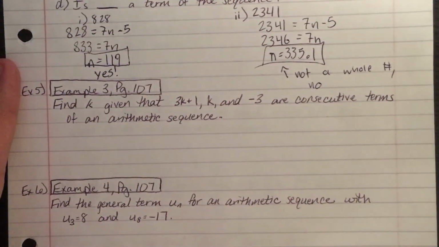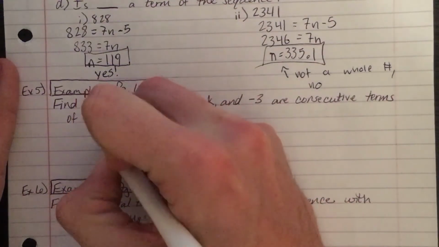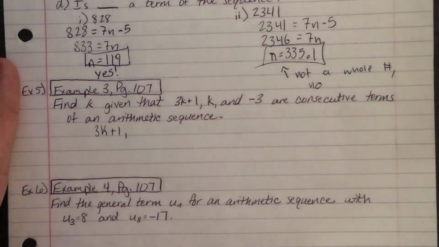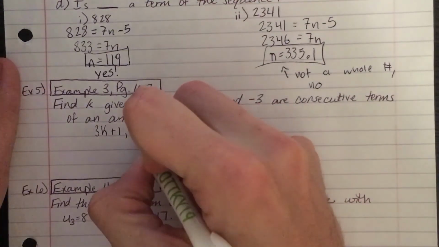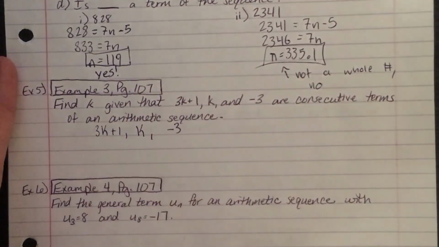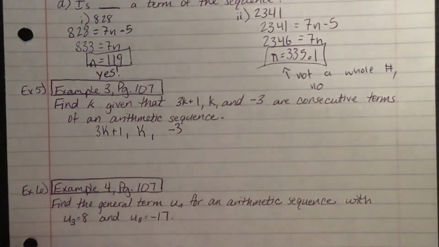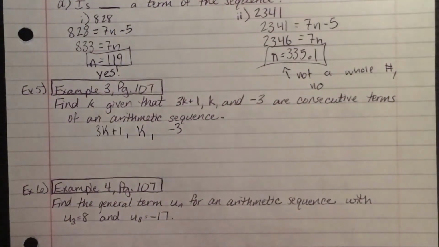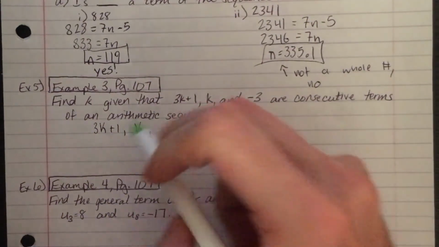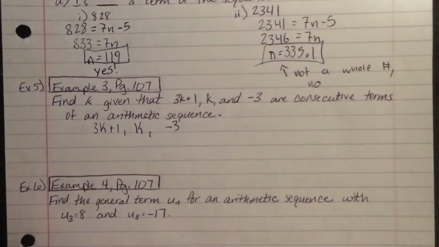The three terms that we're given are 3k plus 1, that's one of these terms, we've got k here, and we've got -3. These are our terms in this sequence. And we want to know what the value of k is that would make this an arithmetic sequence. As a reminder, it's arithmetic if we add the same thing to each time.